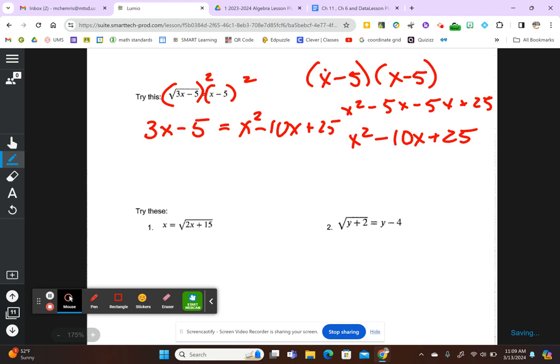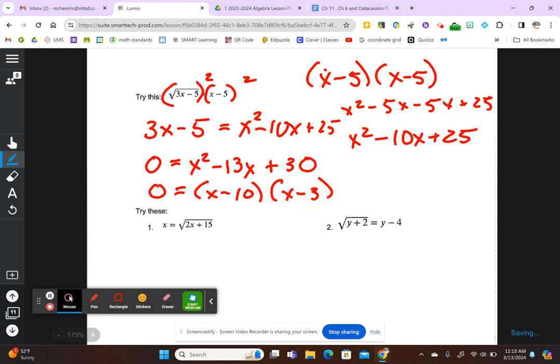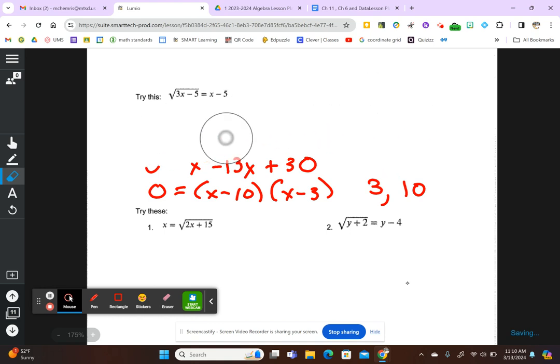And now I have to get all my x's on the same side. So I'm going to say 0 equals x squared minus 13x plus 30, and I'm going to factor that, and I'm going to get x minus 10 and x minus 3. So I'm going to get two answers, 3 and 10. But now I have to check my answers to see if they both work.